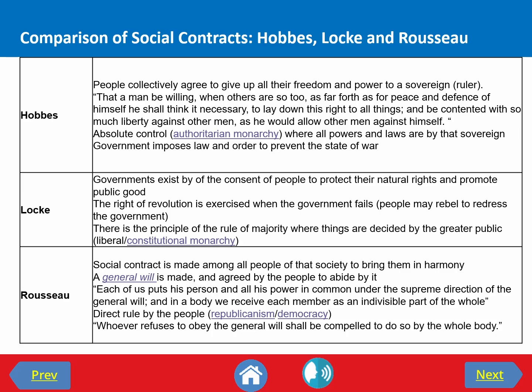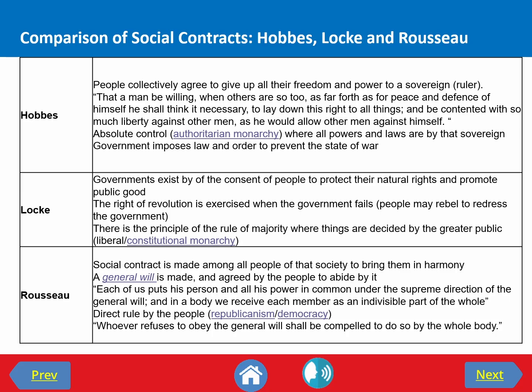Locke said governments exist by the consent of people to protect their natural rights and promote the public good. The right of revolution is exercised when the government fails. In other words, people may rebel to redress the government. There is the principle of the rule of majority, where things are decided by the greater public, which is described as a liberal or constitutional monarchy, such as what was seen in Great Britain.